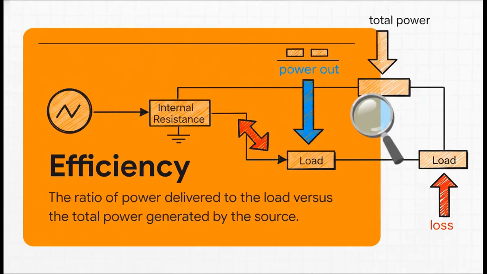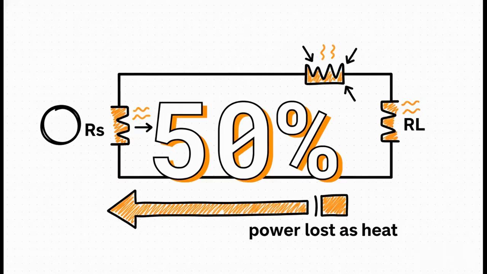So let's be super clear about what we mean by efficiency. It's just a simple ratio. It's the power that actually gets to your load divided by the total power the source has to generate to begin with. And remember, that total power has to supply both the load and all the energy that gets lost as heat inside the source itself. And here it is, the big reveal. At that point of maximum power transfer, when the source resistance and the load resistance are exactly equal, they create a perfect voltage divider.